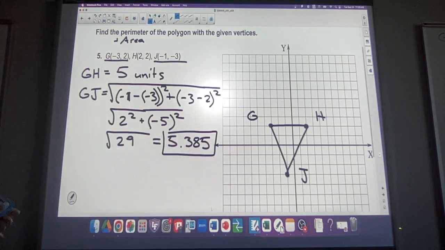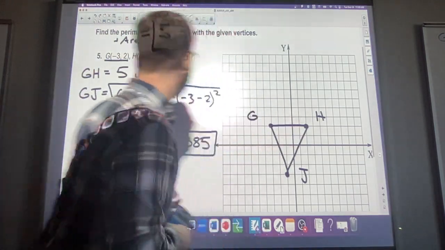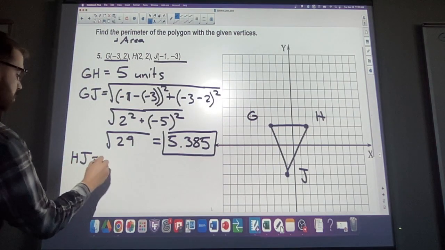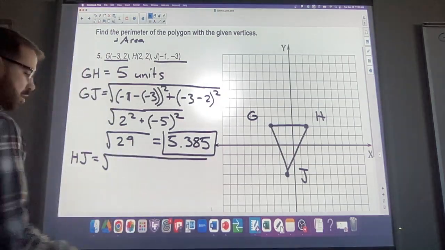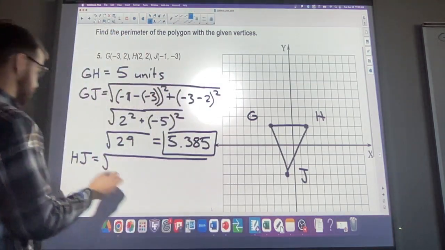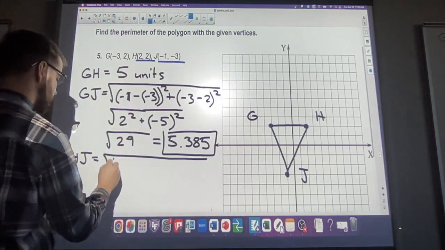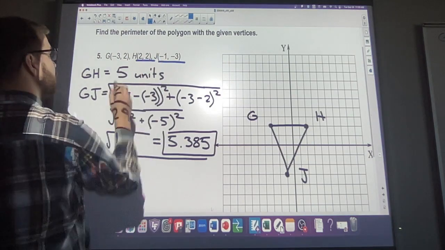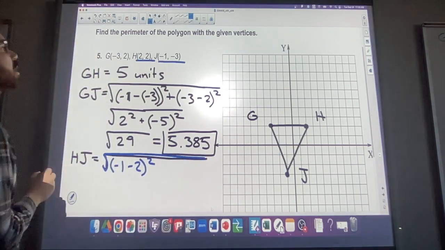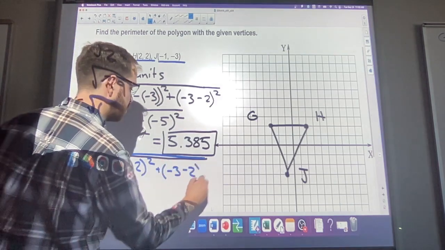We got 2 lengths, we got 1 more length to go. And the one I'm leaving out, we got GH, we got GJ, we got to do JH, or we'll say HJ. All right, so now, I'll do this one in a different color. Now we're doing H to J, so this will be my first point and my second point. So my x2 is -1. So -1 minus 2 squared. It's all in blue here. And then my y's, plus negative 3 minus 2 squared.